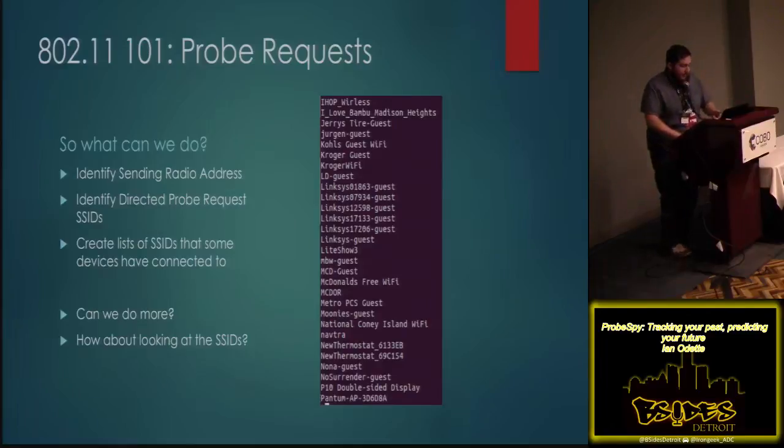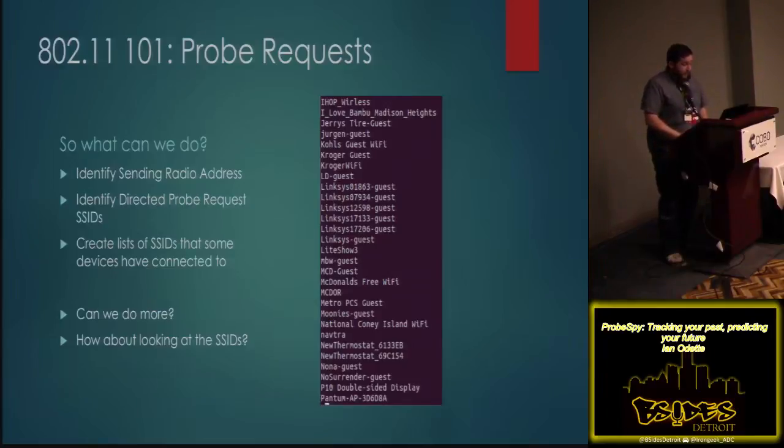So if you look here, this is a sample of a directed probe request that I've collected from out in the wild. And if you look at it, you can see a handful of examples of corporate guest networks. There's an IHOP Wireless, Kroger, McDonald's, National Coney Island, etc. So based on those, we might be able to determine something about where this person goes to eat or where they go to buy their groceries, or other information like that.